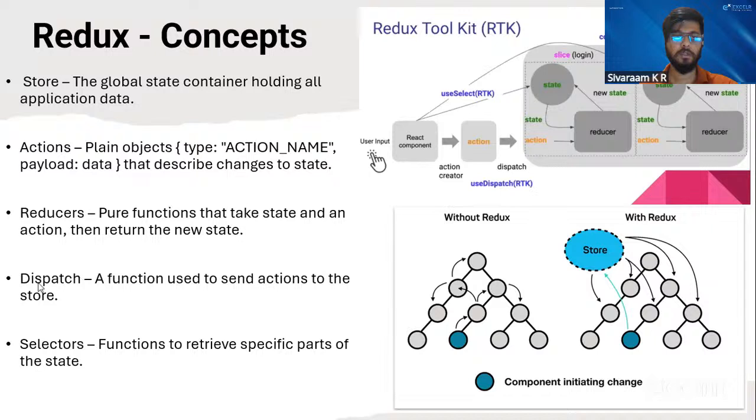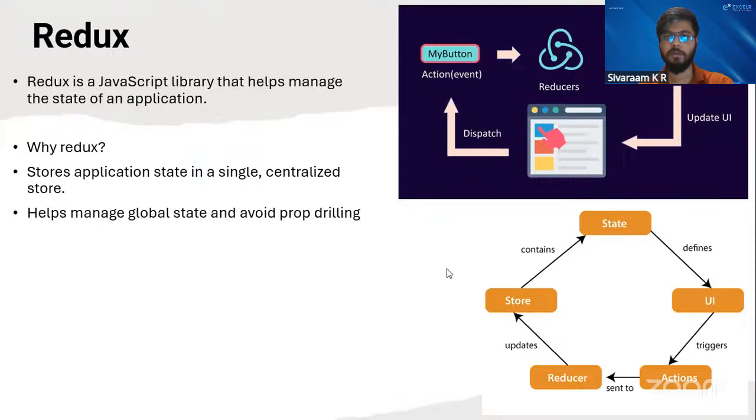Then you have something called dispatch. Since the data is inside the store, you cannot directly access it. So every component will dispatch an action. Once it dispatches an action, the reducer, based on the action type, will return a new state. You can see in the diagram here there is a component, a reducer, an action, and then a store. You can see there is a hand icon here.